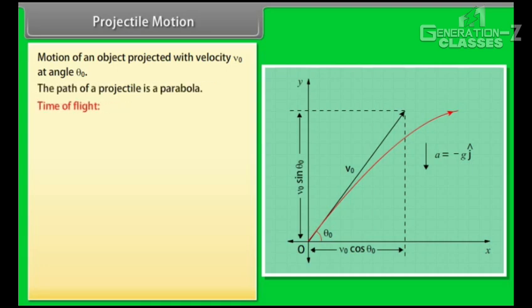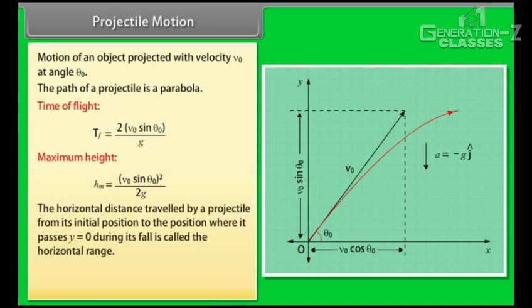Time of flight of projectile is Tf equal to 2 v naught sin theta naught divided by g. Maximum height of a projectile is Hm equal to (v naught sin theta naught) squared divided by 2g. The horizontal distance travelled by a projectile from its initial position to the position where it passes y equal to 0 during its fall is called the horizontal range. Horizontal range of projectile is given by v naught squared times sin 2 theta naught divided by g.